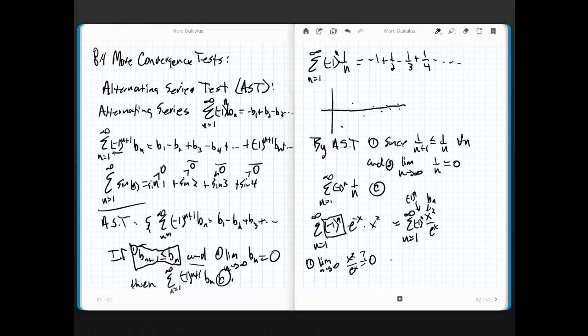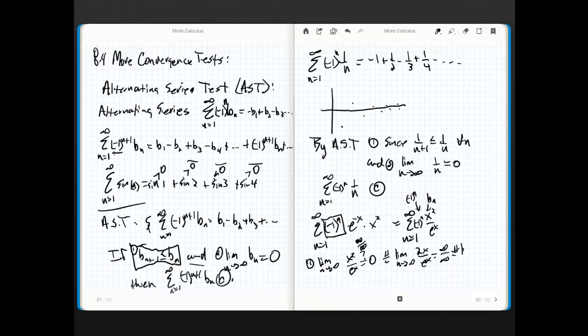Well, that's easily done. I can do it by L'Hopital's. If I do it by L'Hopital's, I know that this equals the limit as n goes to infinity of 2x over e to the x. Why am I using L'Hopital's? Because this is infinity over infinity, right? No, still infinity over infinity.